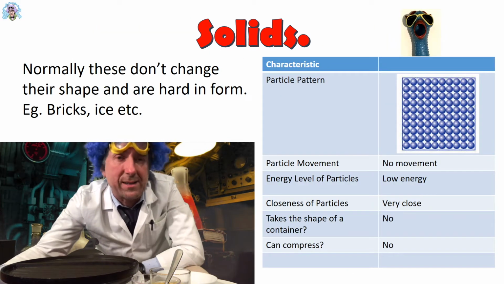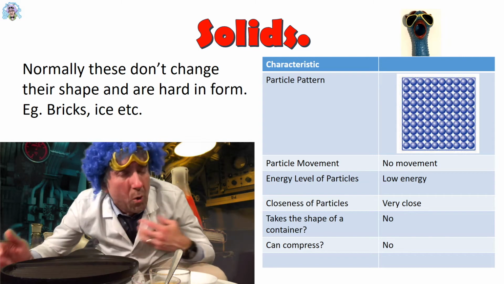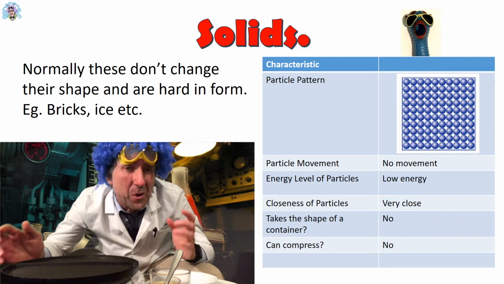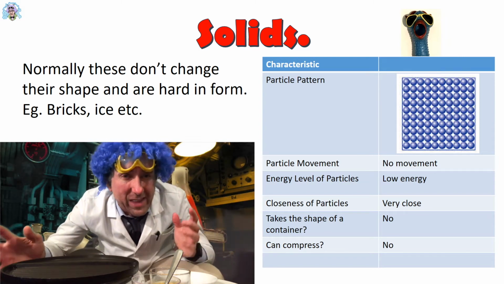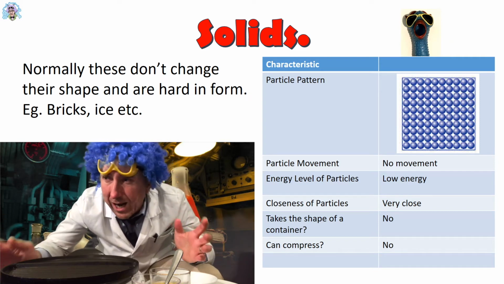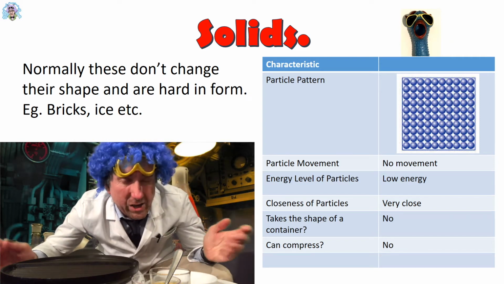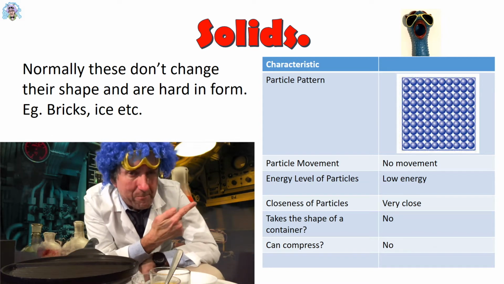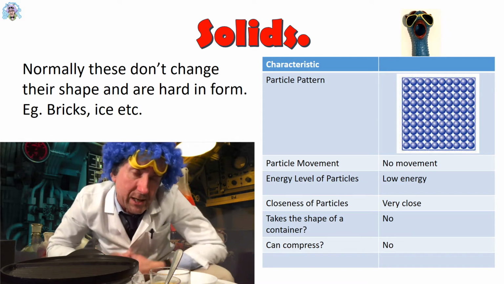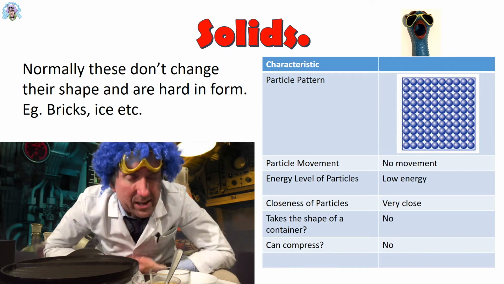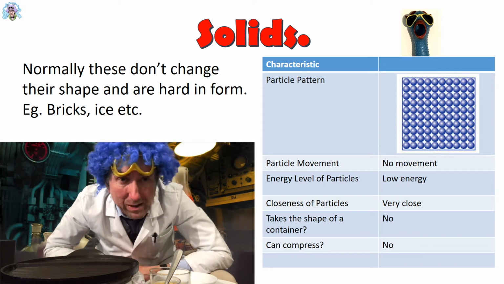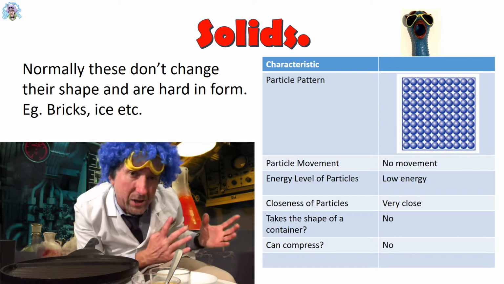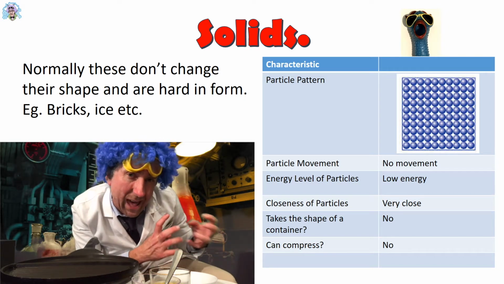Now let's talk about solids. What is a solid? Well, solids are normally things that are hard, okay, and they don't change their shape when you touch them. An example could be a brick or a piece of ice. Now let's have a look at the table beside me. The table beside me really explains it in a lot more detail than just saying that it's hard and it doesn't change shape. It actually talks to you about particles, like the atoms. What are the atoms doing?